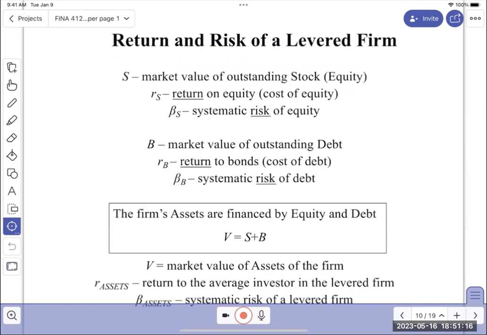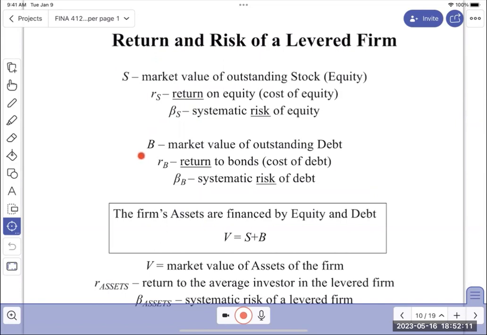So just to introduce some symbols, S is the market value of outstanding stock. So that's going to be the number of shares outstanding times the current market price. The return to equity is the return per dollar invested in stock. And that will be, under the assumptions of the capital asset pricing model, related to the beta of equity. So we worked with the CAPM and the relationship between risk and return. But now we introduce debt.